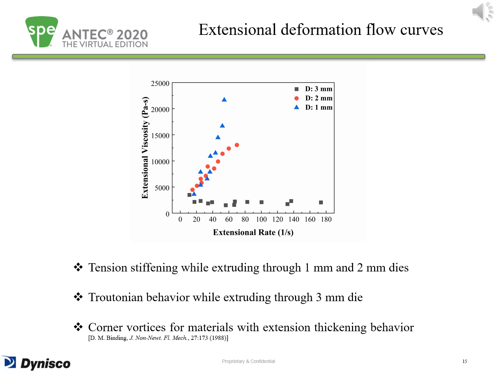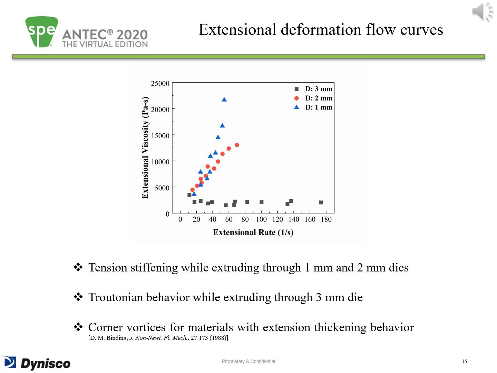This figure shows the graph of extensional viscosity versus extensional rate for LDPE melts flowing through dies with various diameters. As can be seen from the graph, LDPE melts showed extension stiffening behavior while extruding through the dies with 1 mm and 2 mm diameters. By flowing through the 3 mm die, however, the extensional viscosity of the melt was less dependent on the extensional rate. The reason is that the long chain branches of LDPE melts entangle more while flowing through a smaller capillary die, which results in having higher melt strengths.